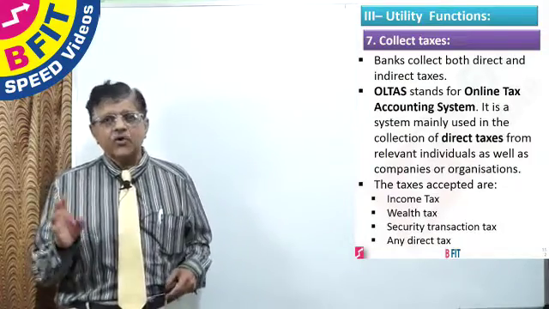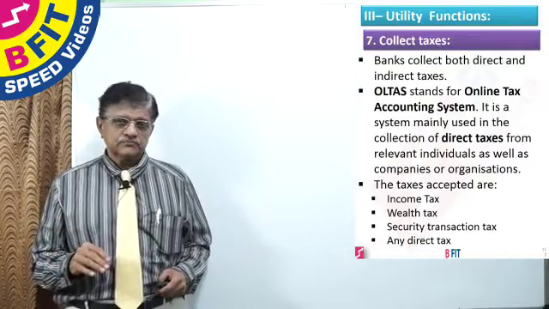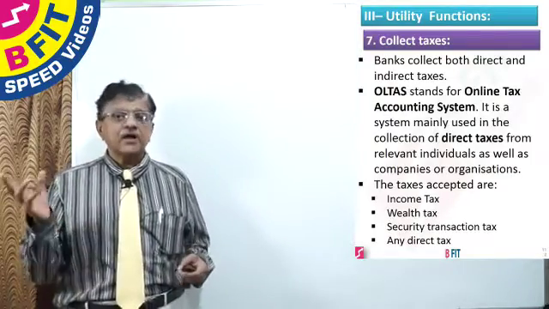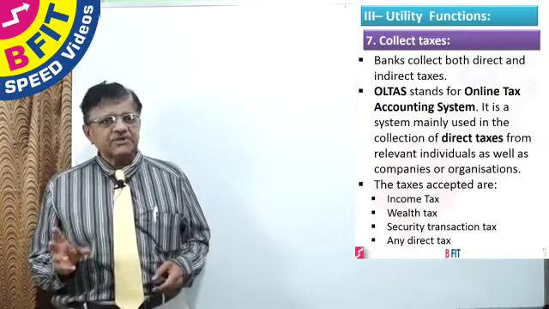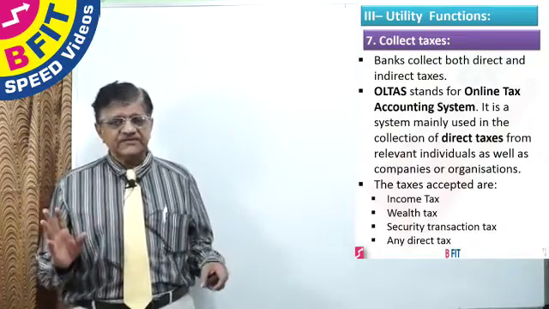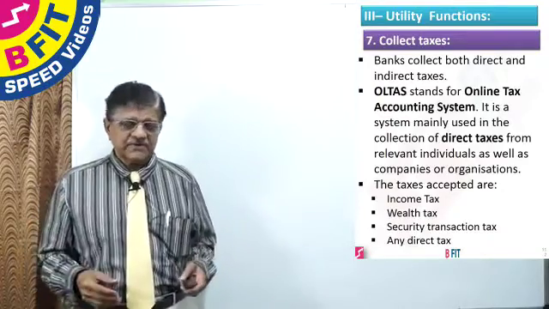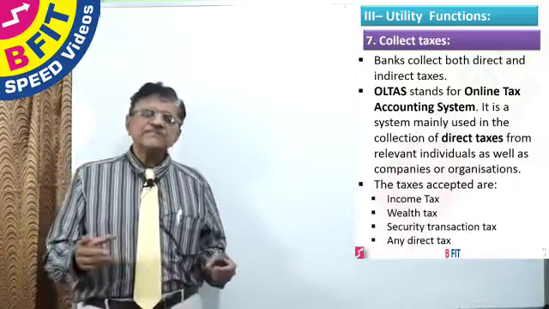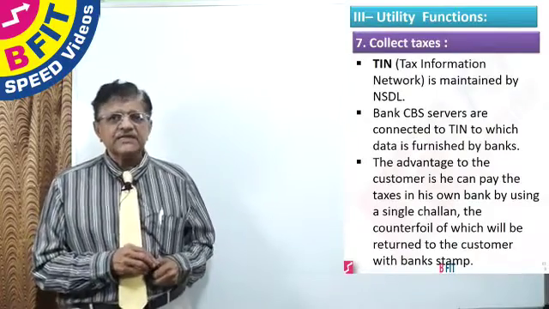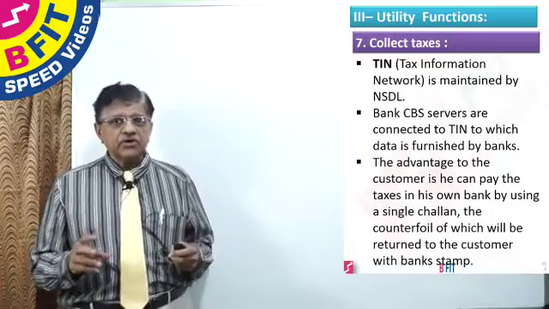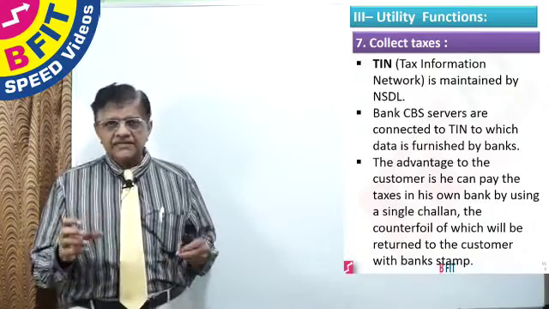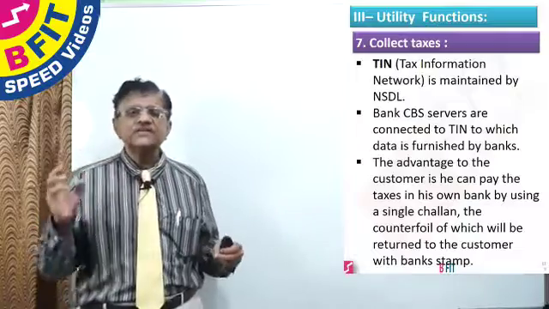OLTAS, the online tax accounting system, is the software through which direct taxes are accepted from individuals as well as corporations. Corporates pay corporate tax. The taxes accepted are income tax, wealth tax, securities transaction tax, capital gains tax, and any direct tax which is paid by the individual directly to the kitty of the government. So how is this made possible? NSDL, National Securities Depository Limited, which was started by the National Stock Exchange, maintains all data about the taxpayers in a network called TIN, Tax Information Network. And the core banking servers of banks are connected to this TIN.